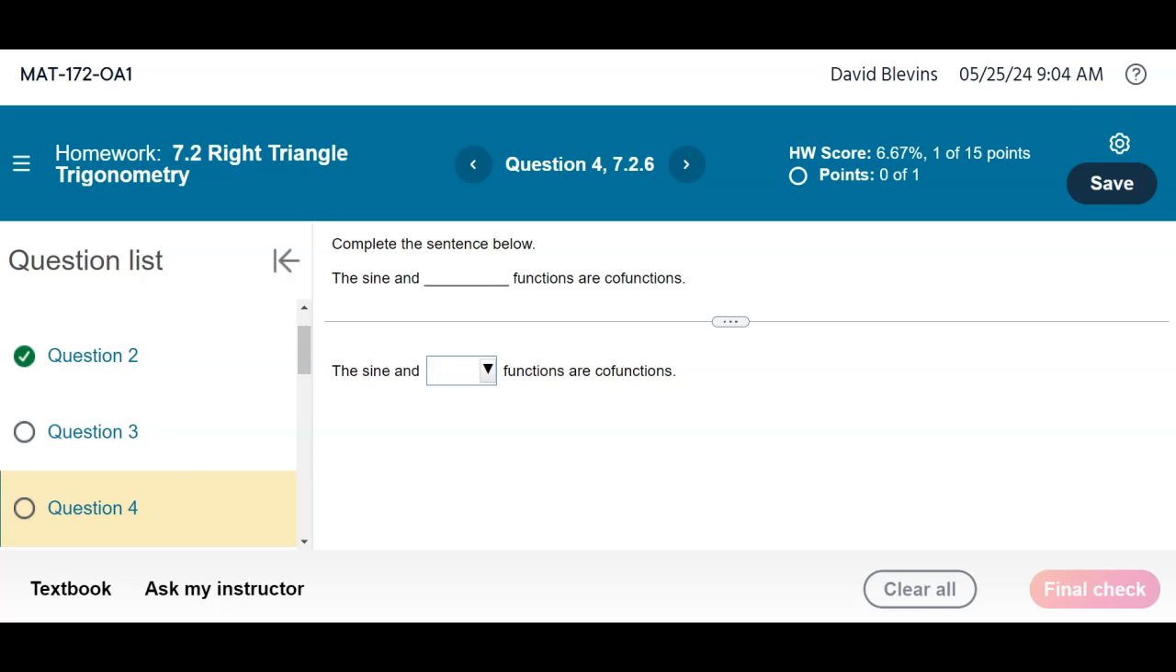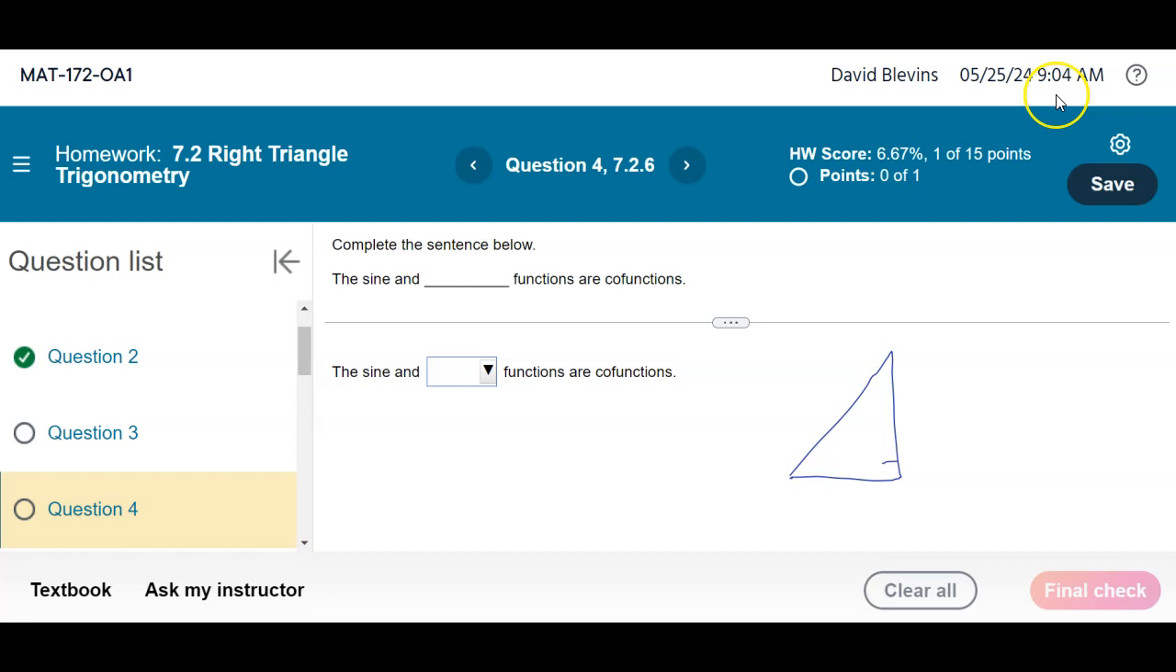All right, trig class, we're going to look at this concept of cofunctions in this video. So a cofunction comes from right triangles. I'm going to draw a right triangle here. This is obviously a 90 degree angle. When you see that symbol, it's a 90 degree angle.